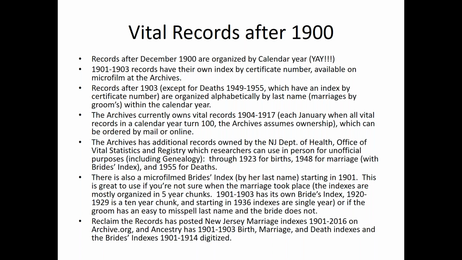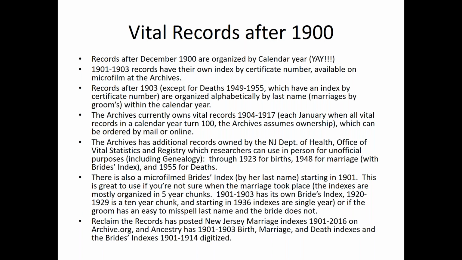Every January, when all of the vital records in a single year turn 100, they're transferred. Anything less than 100 years old is owned by the Department of Health Bureau of Vital Statistics. But when all of the records within a calendar year turn 100, they're transferred ownership to the state archives. So each January, the archives acquires another year of vital records. So every year is one more year that you can order remotely from the state archives.